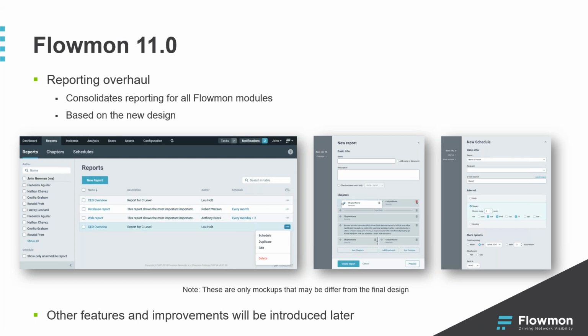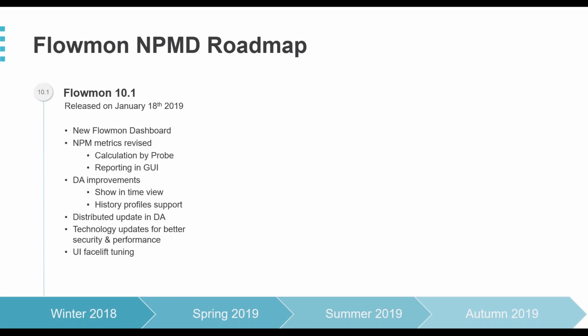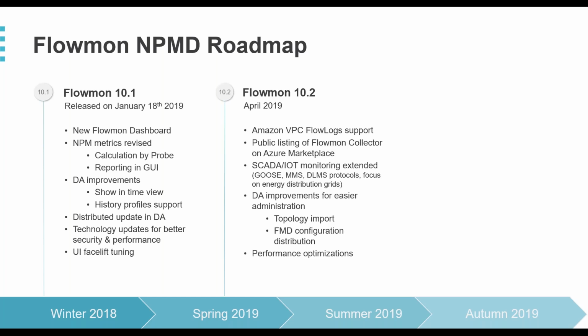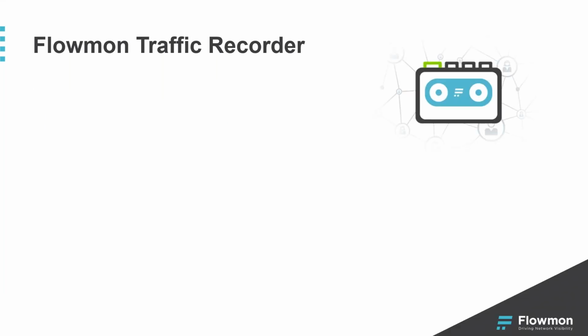Yeah. So we have prepared some timeline just to better illustrate where we are and when the releases will be launched. So Flowmon 10.1 in January, Flowmon 10.2 currently planned for April. There are these changes that I've went through that are mentioned, and Flowmon 11 that should be launched during October. So much for the NPMD part, but we still have one more, and that's our beloved Flowmon Traffic Recorder.